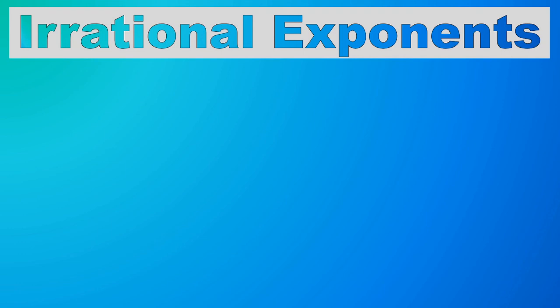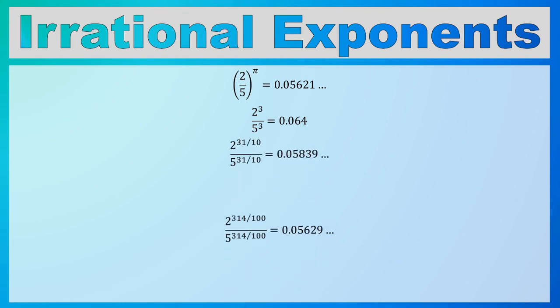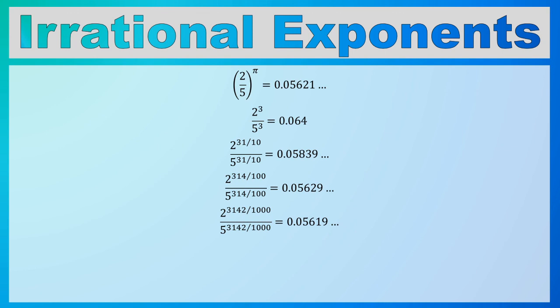What happens when you have irrational exponents? If you punch that into your calculator, you get this. Now 2 cubed over 5 cubed is equal to this. As we get closer and closer to 2 to the pi over 5 to the pi, the right-hand side becomes closer and closer to 0.05621. And so it would make sense for 2 to the pi over 5 to the pi to be equal to 2/5 and that to the pi.